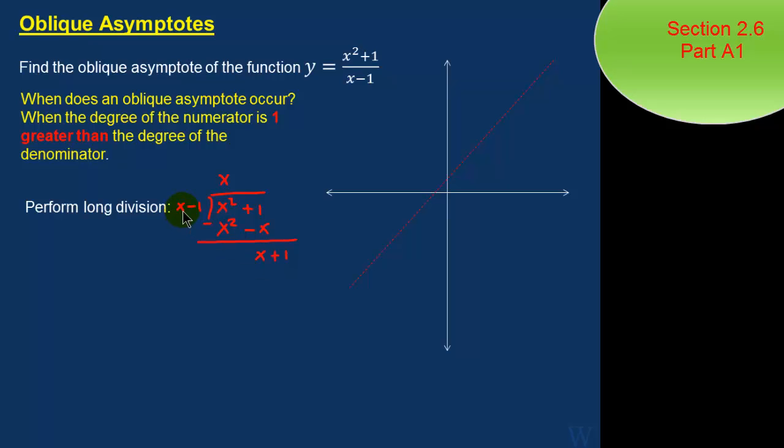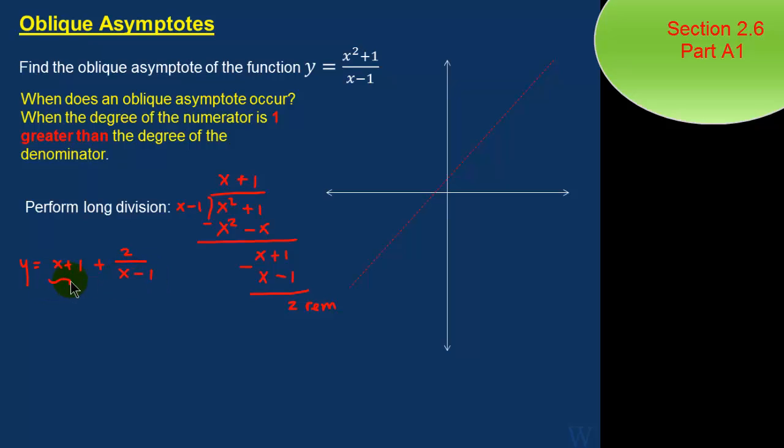Now x divided by x is 1. We'll put 1 there. Multiply through, you get x minus 1. Take the difference again, and we have 1 minus a negative 1 is 2. And this is your remainder term. And so another way of writing y would be x plus 1 plus the remainder 2 over x minus 1.